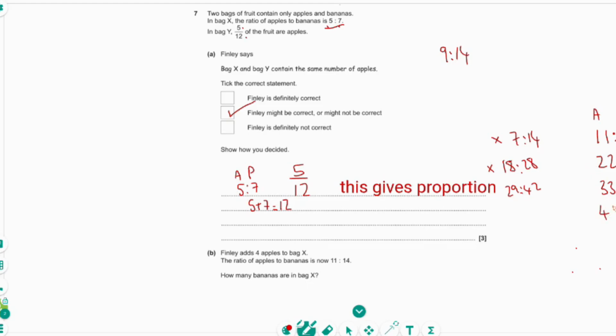Times the 11 by 4 and the 14 by 4, which gives us 44 to 56. I've added 4 apples, let me take them out. Let's see what this simplifies to. 40 to 56. If I divide them both by 8, it gives me 5 to 7, which is my original ratio of apples to bananas. So if I had 40 apples, 56 bananas, and I added 4 apples, I would have this ratio, which would simplify to 11 to 14. So how many bananas are in bag X? 56.